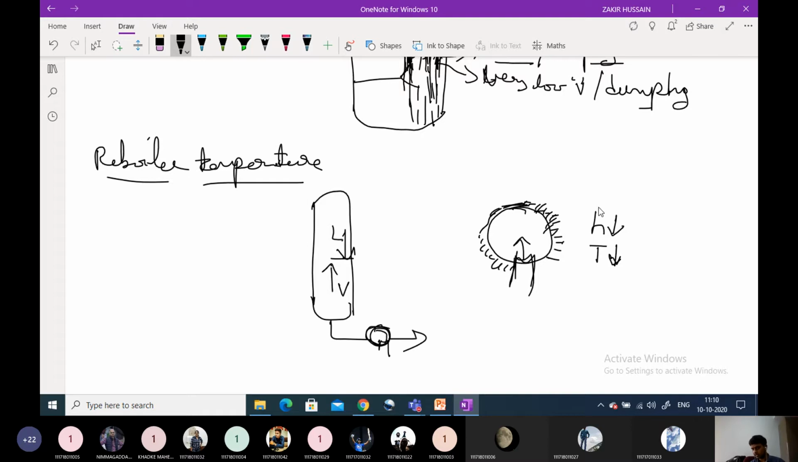Because of the reduced heat transfer coefficient, Q will be reduced, because Q is equal to HA delta T. When H is reduced, Q is also reduced. Because of this low heat transfer, vapor production, that is V production, will be very low. So we have to consider the reboiler temperature as one parameter in evaluating the efficiency of the column.